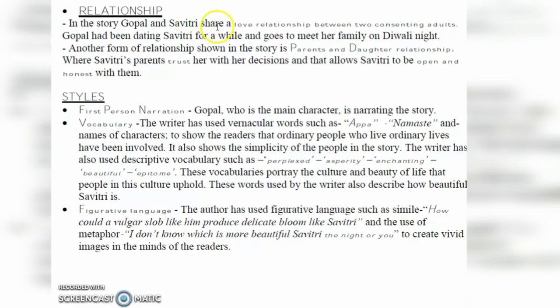Now, another form of relationship shown in the story is the parents and daughter relationship. Very important. Parents and daughter relationship. Where Savitri's parents trust her with her decisions, and that allows Savitri to be open and honest with them. So Savitri has a very rare relationship.